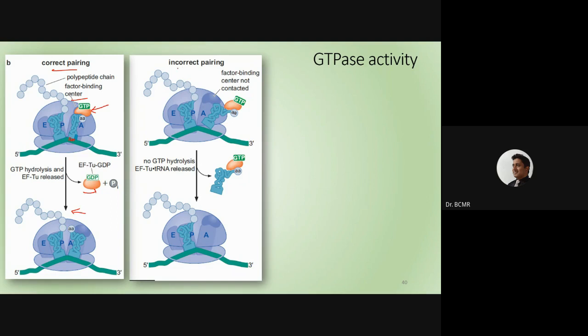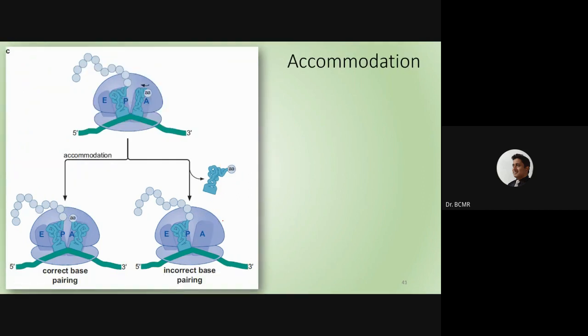But if the pairing is incorrect, EF-Tu will not have the proper orientation to fit exactly into the factor binding site. If it does not fit, the GTPase activity cannot be activated, and the translation is halted. In that case, the tRNA will sometimes come out, which gives a new opportunity for the right charged tRNA to enter the A site, eliminating the wrong bases and wrong tRNA. The last one is accommodation.